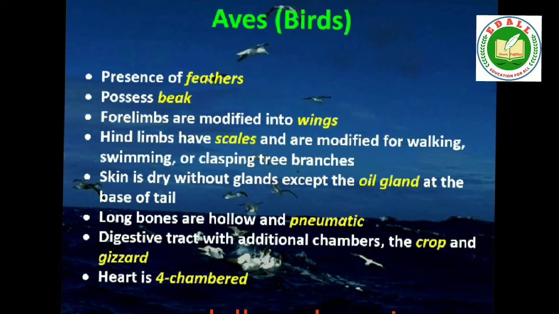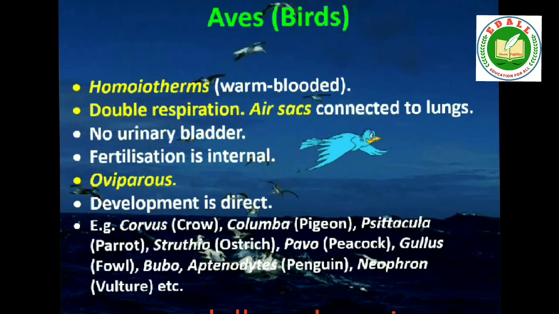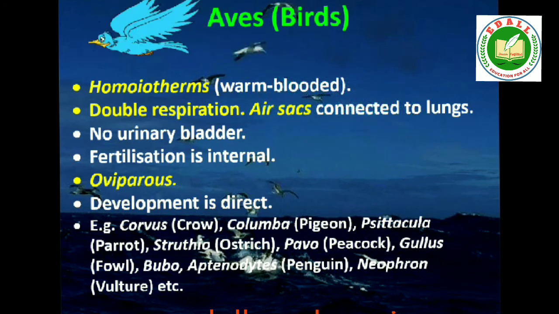The digestive tract of birds has additional chambers, the crop and gizzard. Heart is completely four-chambered. They are warm-blooded, homoeothermous animals, that is, they are able to maintain a constant body temperature. Respiration is by lungs. Air sacs connected to lungs supplement respiration. Sexes are separate. Fertilization is internal. They are oviparous and development is direct. Examples: Corvus, crow, Columba, pigeon, Psittacula, parrot, Struthio, ostrich, Pavo, peacock, Aptenodytes, penguin, Neophron, vulture.